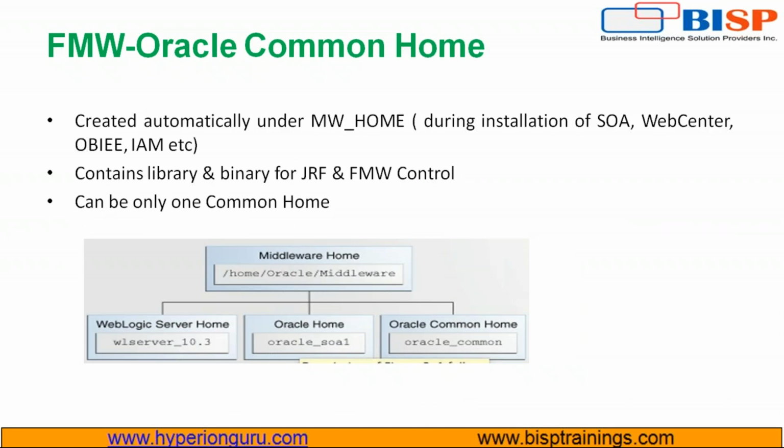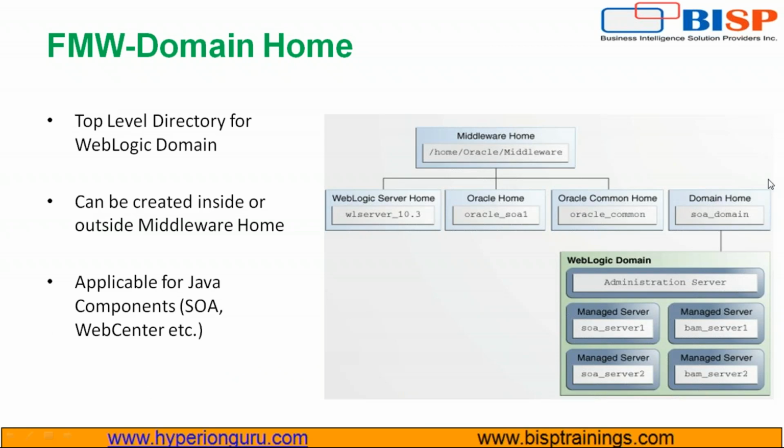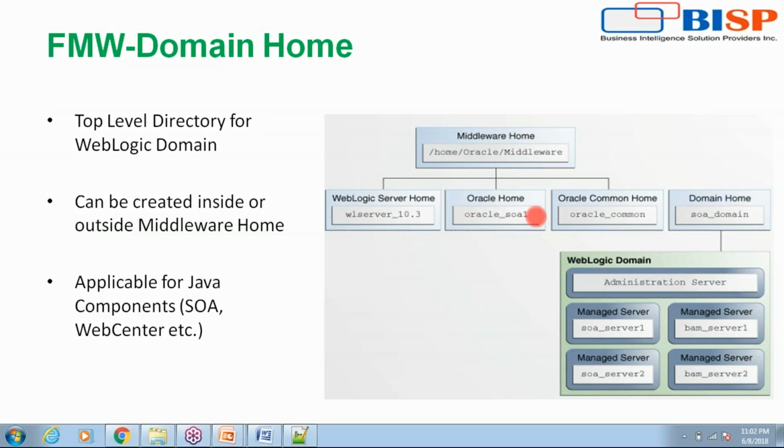Right, so this is similar, no difference, just what I explained. So you have these directories: middleware home followed by Weblogic server home, your Oracle home, Oracle common home, and domain home. Inside domain home is where your Weblogic domain is. You'll have the admin server and the number of managed servers you have created. So in a nutshell, it shows you the components of your Weblogic domain are the admin server and managed servers. But there are others: you have resources, configurations, and other things as well. Resources and services are also part of your domain.